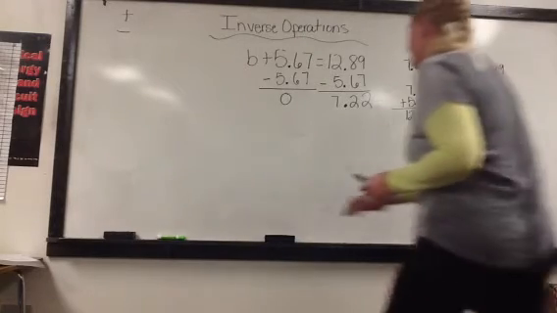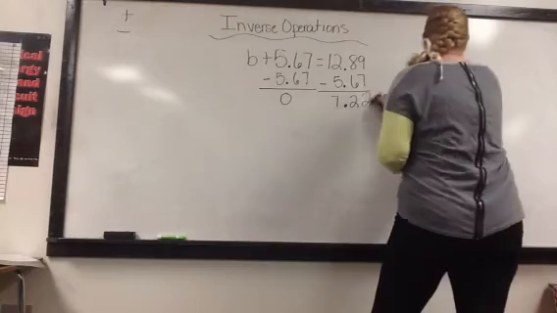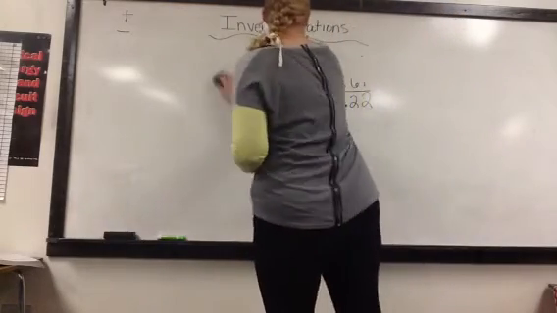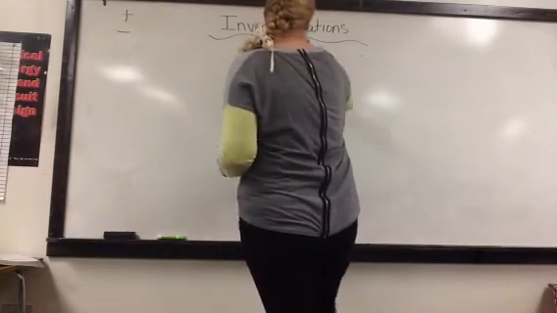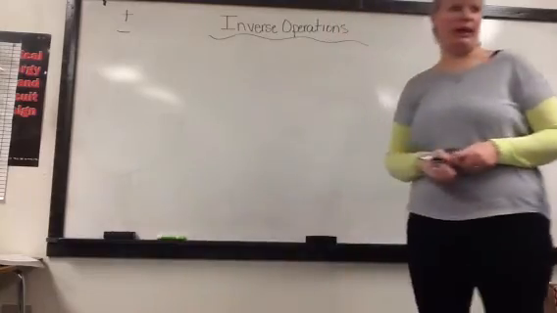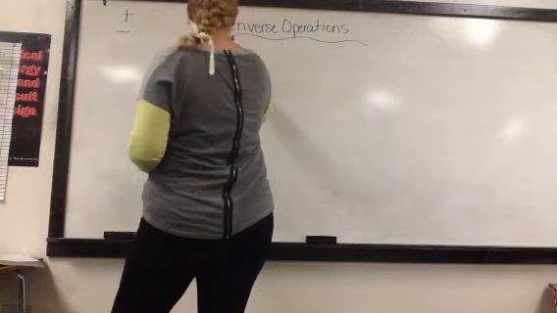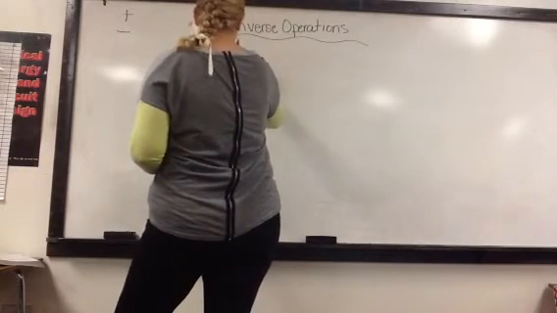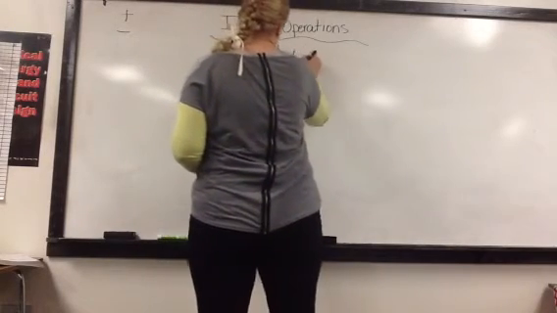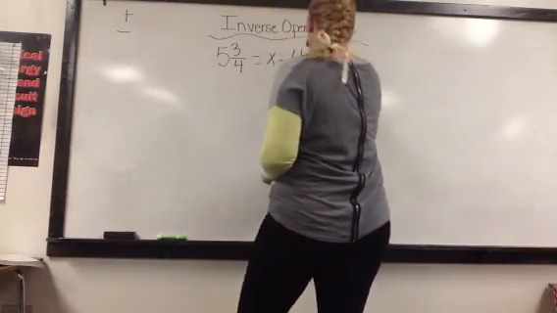All right, let me erase this and you read it to me. Hold on. I'm hoping that you're writing this down as I'm going over it too. Okay? All right, read D to me, please. 5 and 3/4 equals X minus 4 and 1/2.